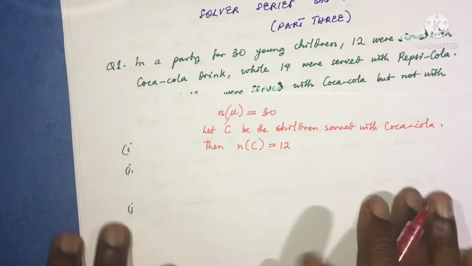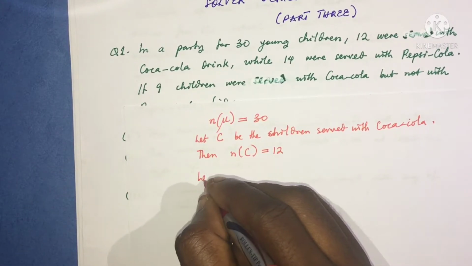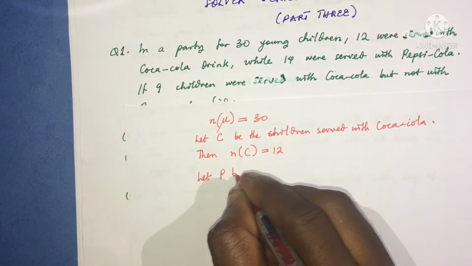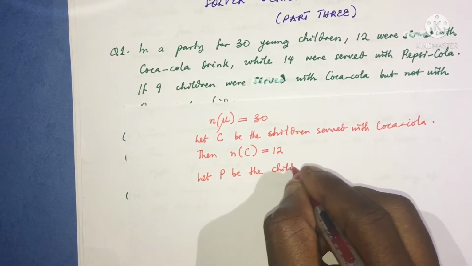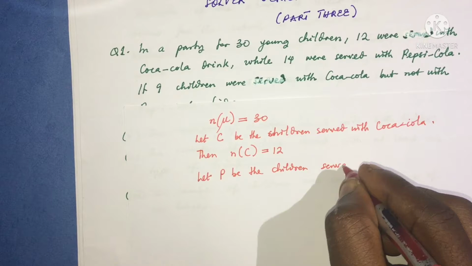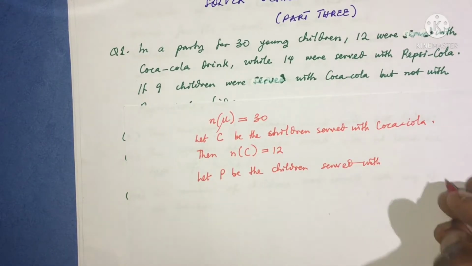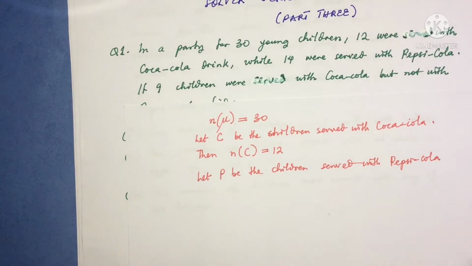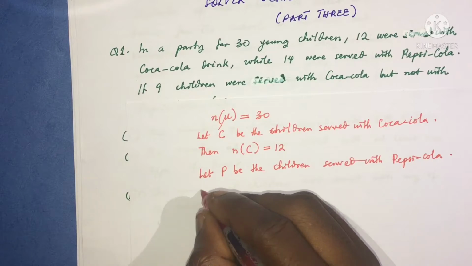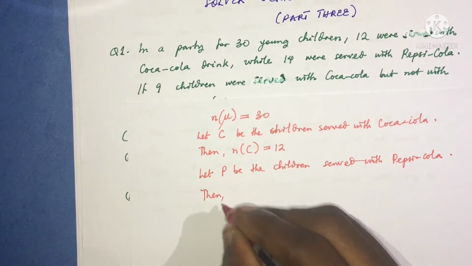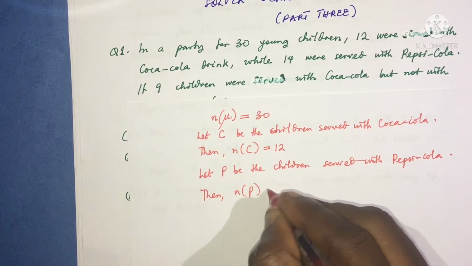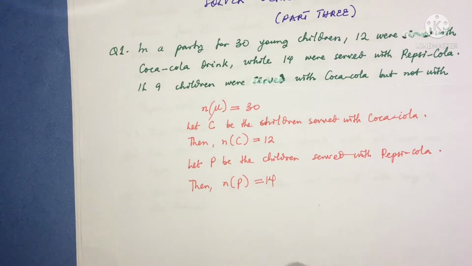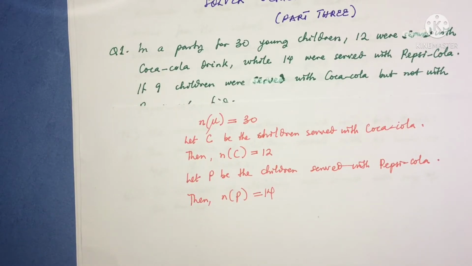Now let's go over to the next statement. We are told that 14 of them were served with Pepsi Cola. So let P be the children served with Pepsi Cola. Then nP will be equal to 14. So what am I doing? I'm trying to interpret the problem, and I would always advise you do so because it helps a lot.